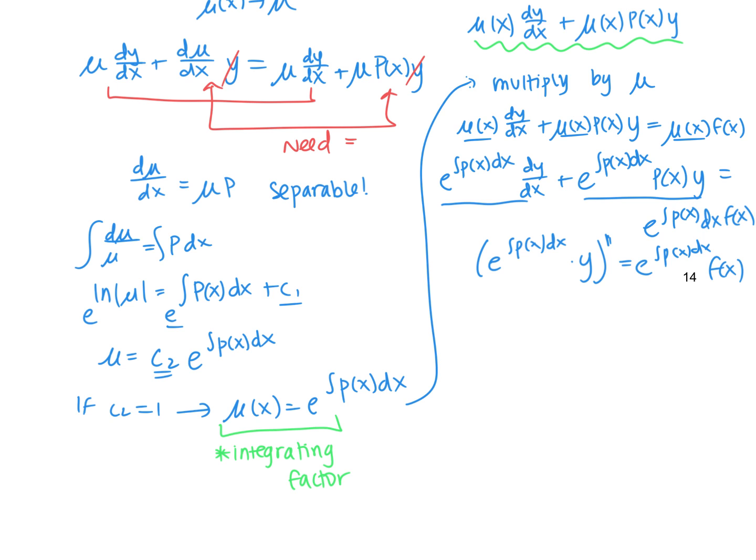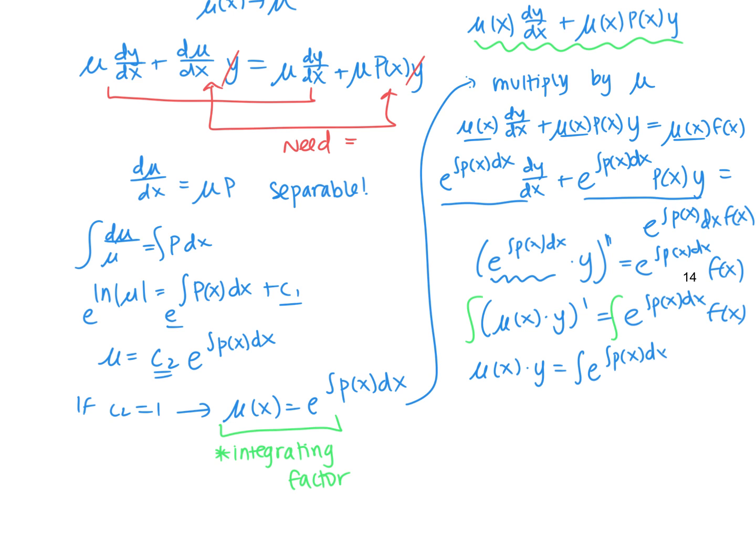Okay, so then on this left side, this integrating factor, that's really mu of x times y, is equal to e to the integral of p of x dx times f of x. Okay, of course then, at this point, we're going to integrate, which gives us mu of x multiplied by y is equal to the integral of e to the integral of p of x dx times f of x dx, add c. Then we're going to solve for y.